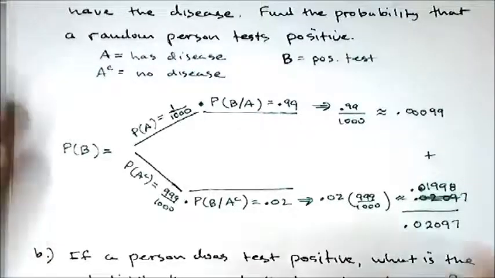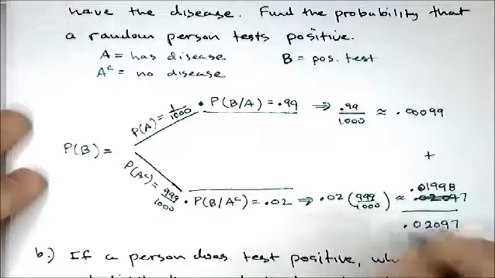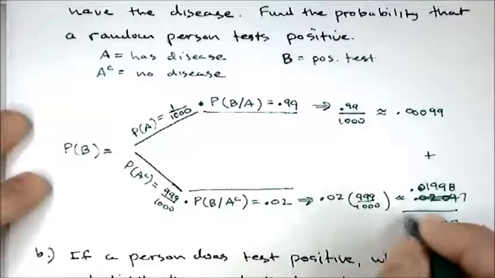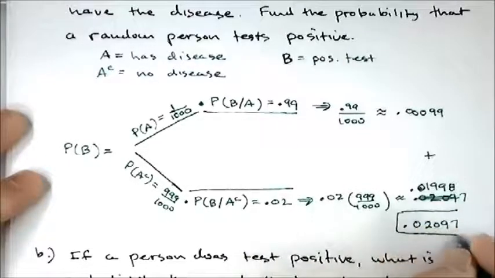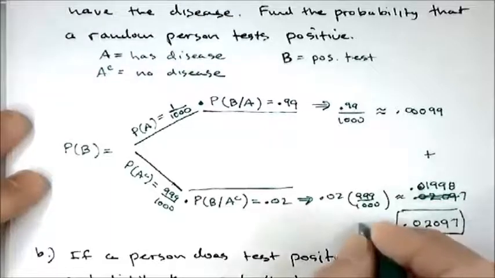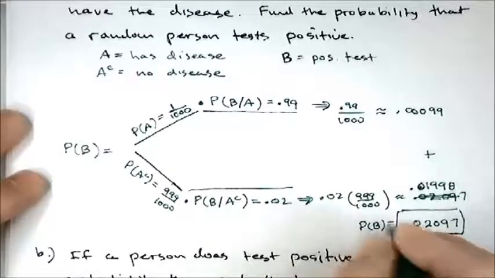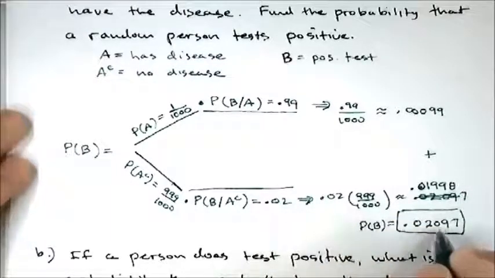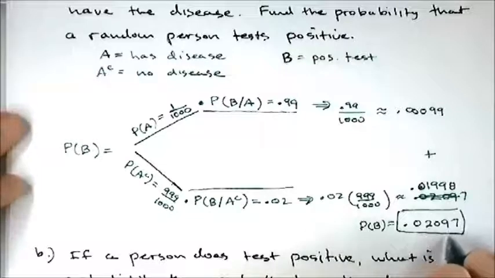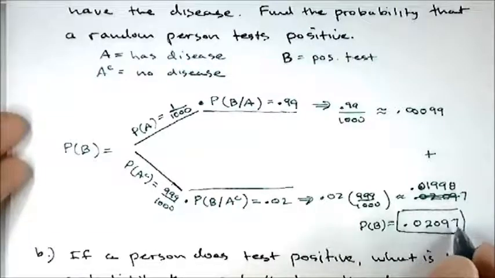Okay, and so you could interpret this as well. Probabilities can be written as decimals. They don't have to be converted to percents necessarily, but you could obviously see that that's just over a hair over 2% of people who take this test are going to test positive, right?